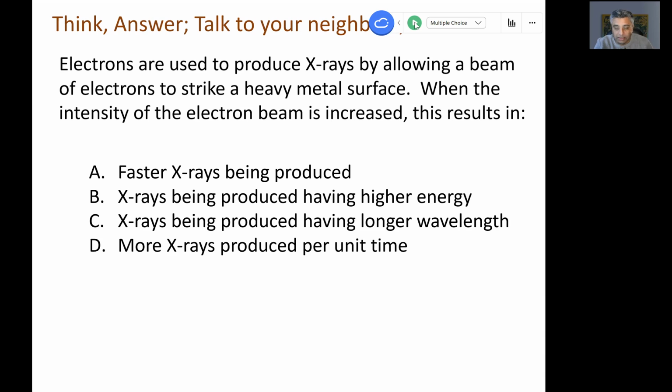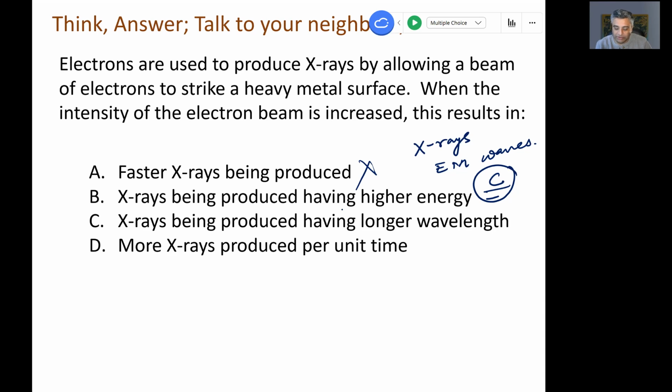Faster X-rays. X-rays are electromagnetic waves, and all electromagnetic waves have the same speed, C, the speed of light. Light is also an electromagnetic wave. So there is no faster or slower X-ray. All of them are moving with this speed once they are out there from the tungsten, okay? So this cannot be the correct answer.